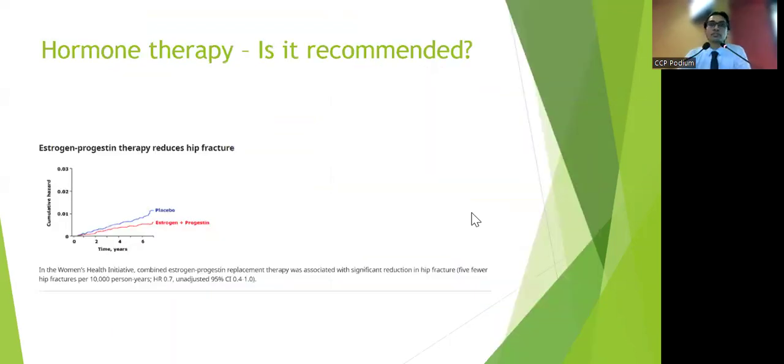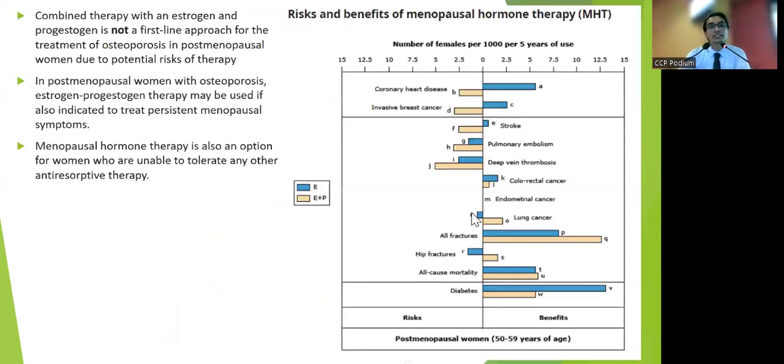What about hormone replacement therapy? Because this was used as a treatment for osteoporosis for some time, and there is clear evidence of estrogen and progesterone reducing fractures. But because of the risks associated with hormone therapy, it is not considered a primary treatment modality anymore. There's high risk of thrombotic episodes, both arterial and venous, and high risk of cancers as well. So, unless the patient cannot be given anything else for osteoporosis, we don't usually use hormone replacement therapy.